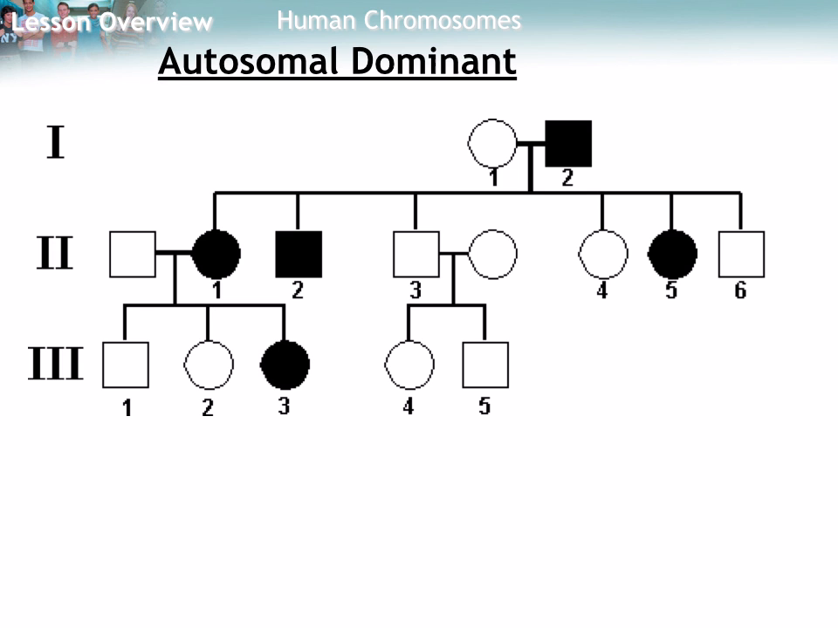Let's take a look at another example. Again, this is an autosomal pedigree because both genders are affected by this trait. This is also a dominant pedigree because every affected child got the trait from an affected parent. Fill in the genotypes. Those who are affected should have a capital H, and those who are not affected should be homozygous recessive.